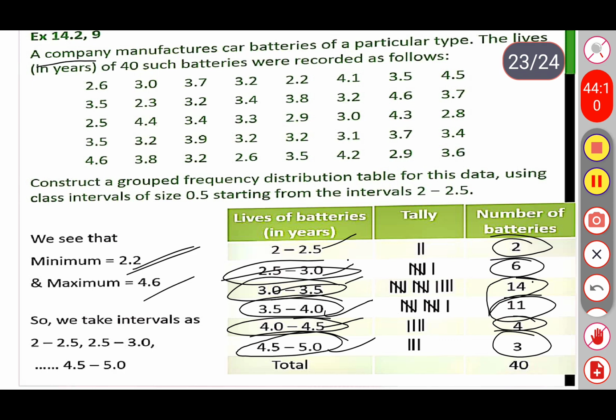Okay, so this is the frequency distribution table for the given question. In this table, we can easily understand what type of batteries are manufactured by the company. With the help of this data, we can easily conclude that the maximum number of batteries have a lifespan of 3 years to 3.5 years.